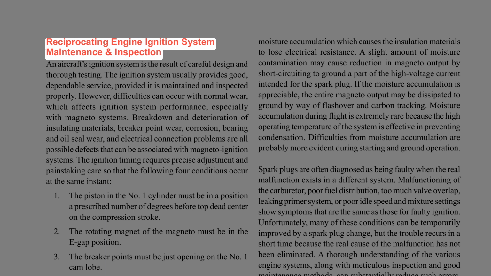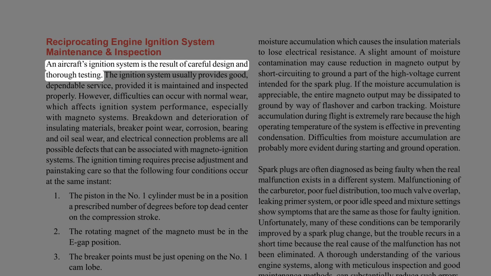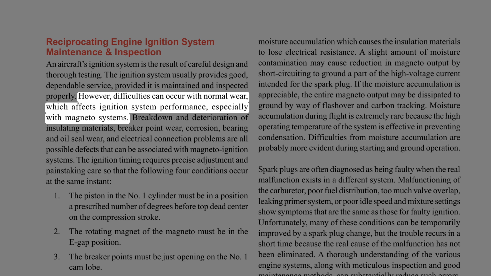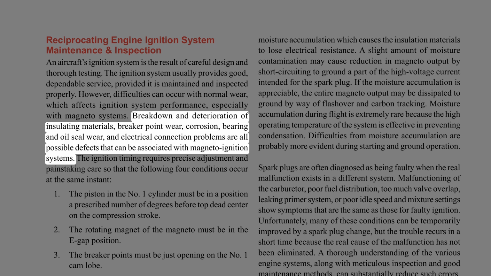Reciprocating engine ignition system maintenance and inspection. An aircraft's ignition system is the result of careful design and thorough testing. The ignition system usually provides good, dependable service, provided it is maintained and inspected properly. However, difficulties can occur with normal wear, which affects ignition system performance, especially with magneto systems. Breakdown and deterioration of insulating materials, breaker point wear, corrosion, bearing and oil seal wear, and electrical connection problems are all possible defects that can be associated with magneto-ignition systems.